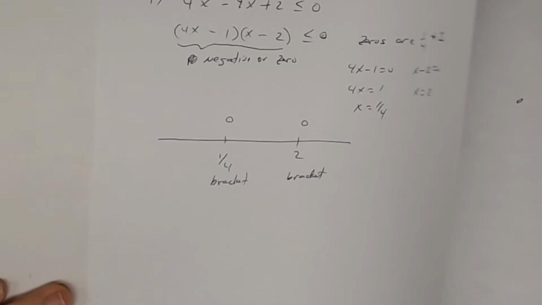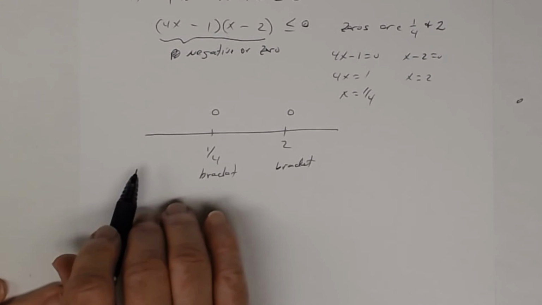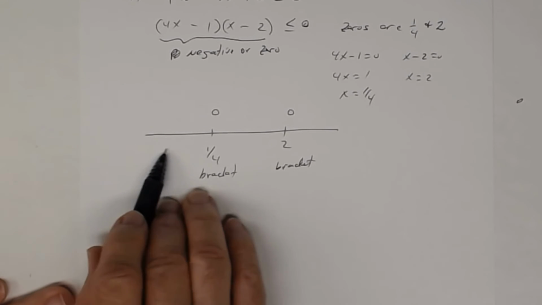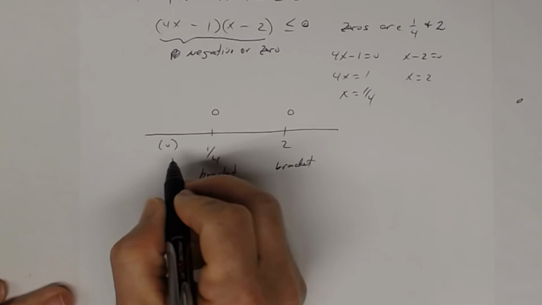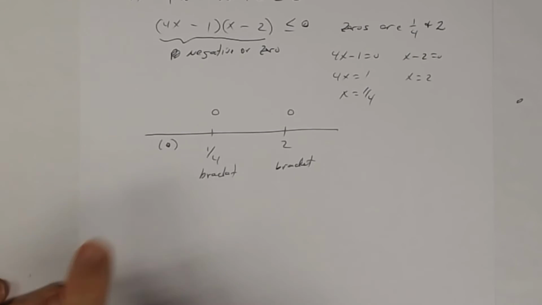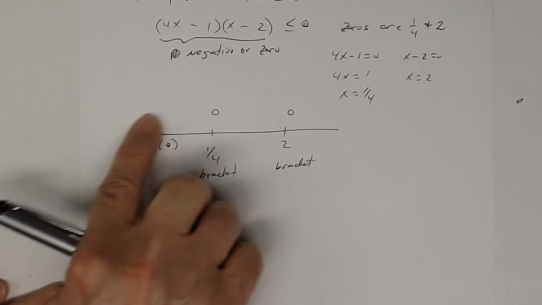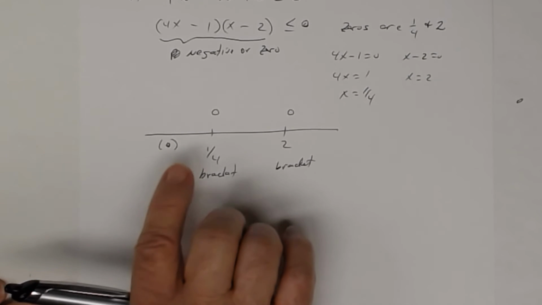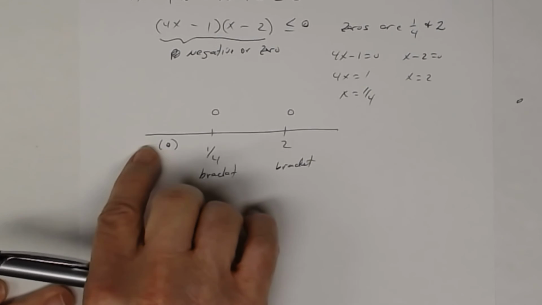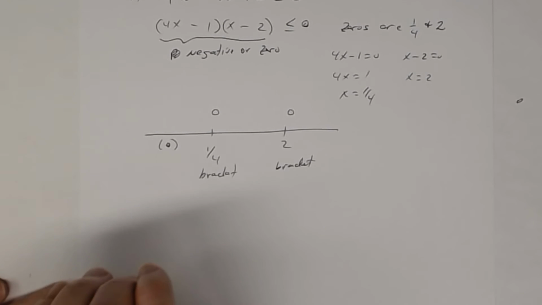Okay, so now we got to pick test points. Give me a number that's in this interval right here between negative infinity and 1/4. What do you think would be the easiest to use? 0, right? I would pick 0. Now you could pick any real number, or remember, always use integers if you can. The product you get will still be the same. When I say the same, I mean if you use one test point and it's positive, then all the others better be positive as well. If you use one test point and it's negative, then all the others better be negative.